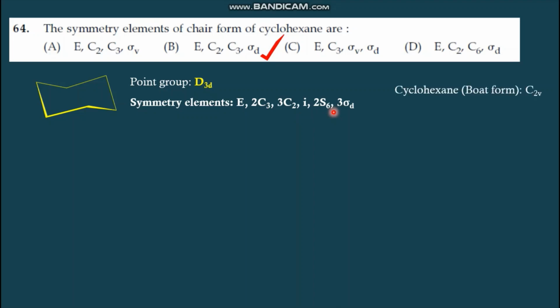And the boat form of cyclohexane has a point group of C2v. That also you have to note down. Chair form has a point group of D3d, and boat form has C2v.